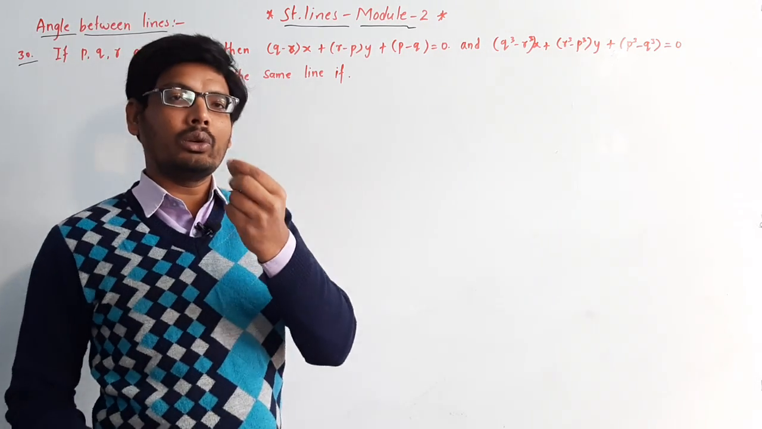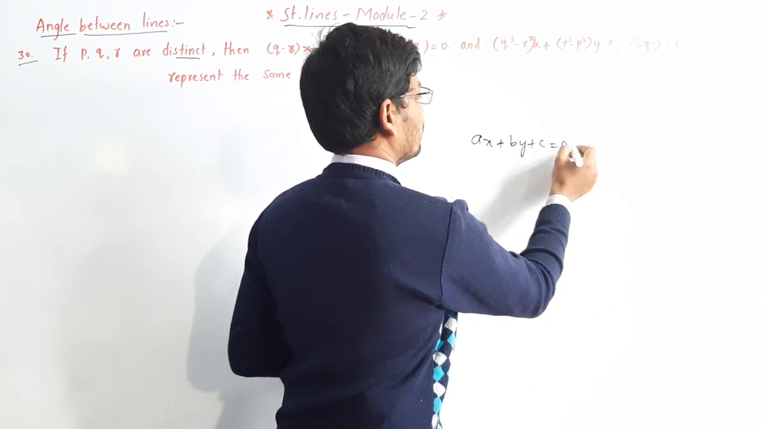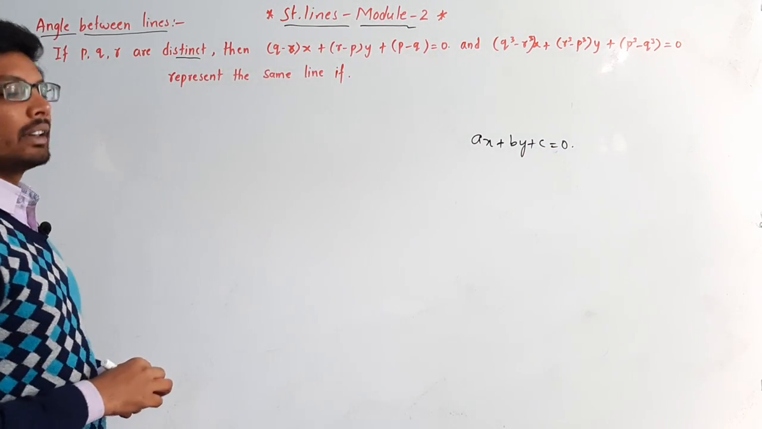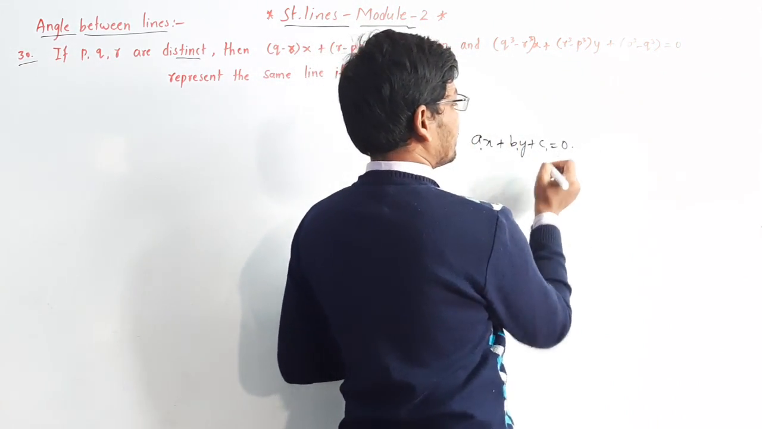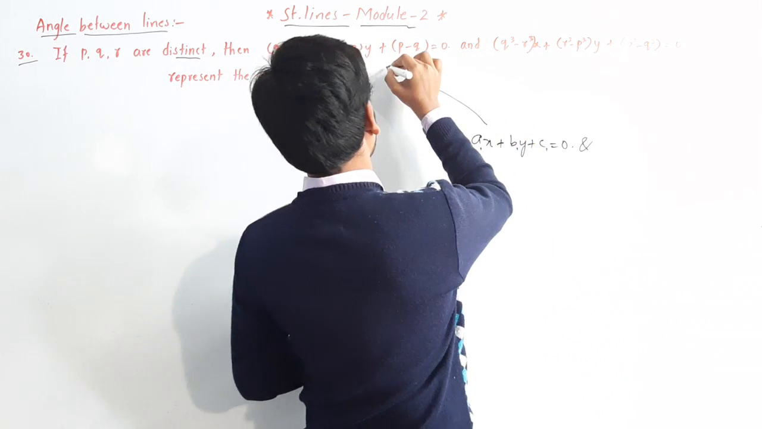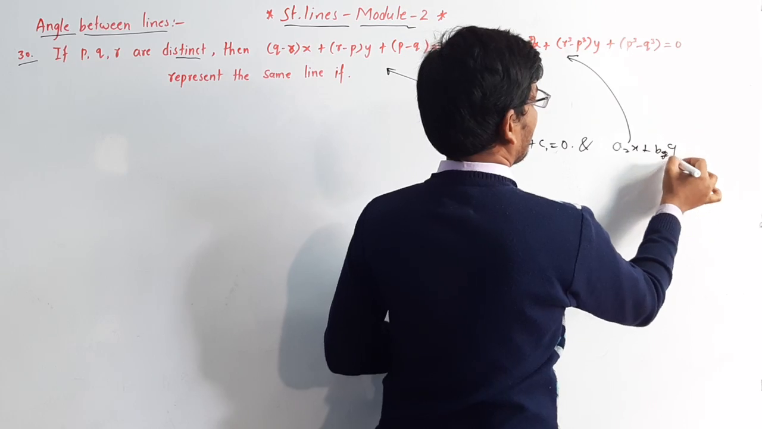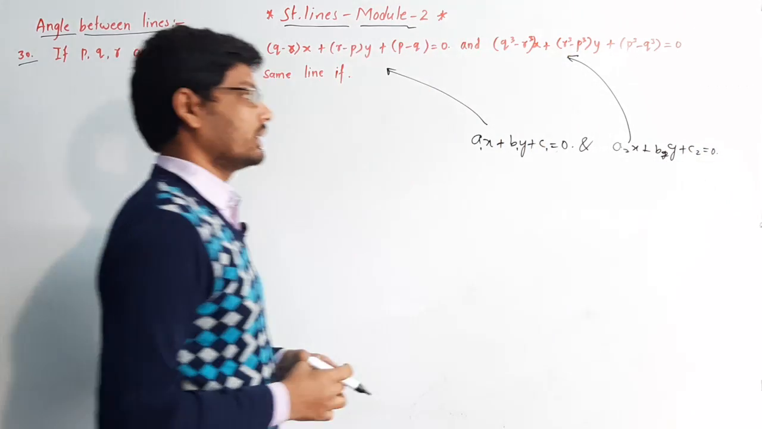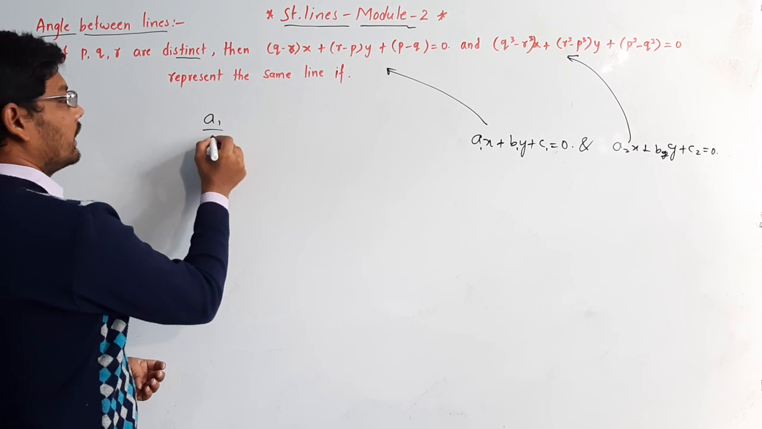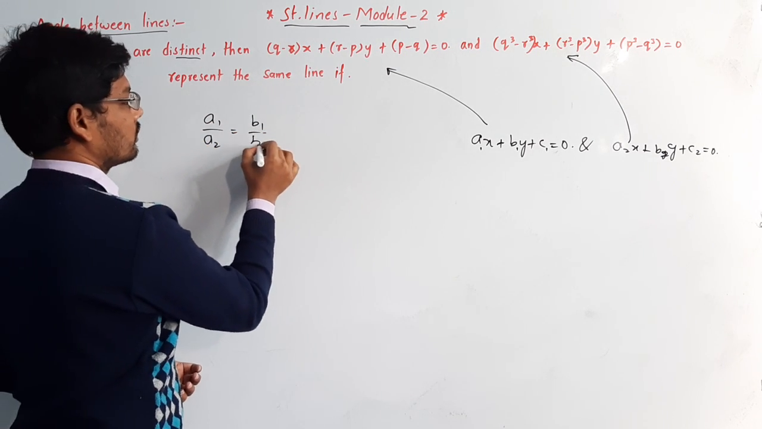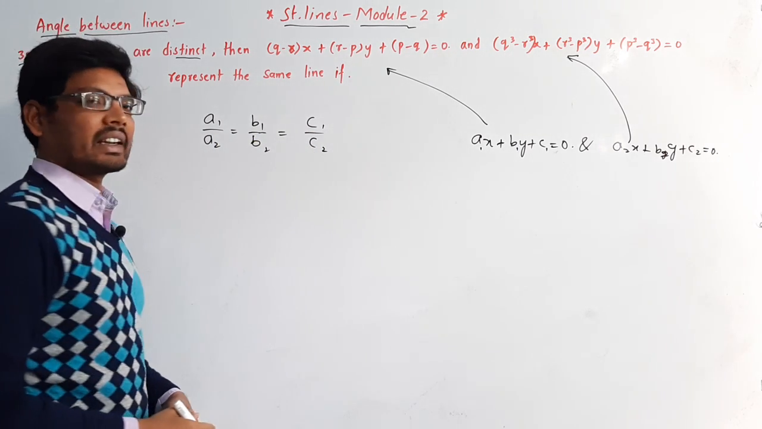So here he is given two straight lines. It is in the form of ax plus by plus c is equal to 0. He is saying represent the same line. The condition here: two lines, a1x plus b1y plus c1 is equal to 0, this is one line, and a2x plus b2y plus c2 is equal to 0, this is one more line. If these two lines represent the same line, then the condition will be a1 by a2 is equal to b1 by b2 is equal to c1 by c2. This is the condition here.